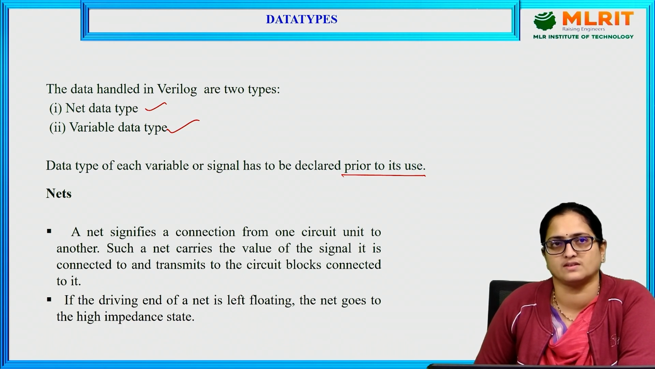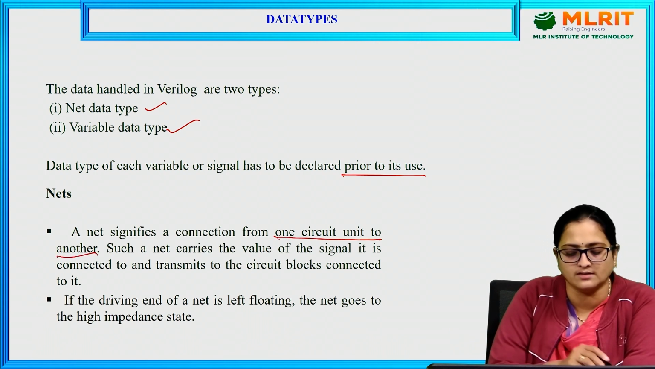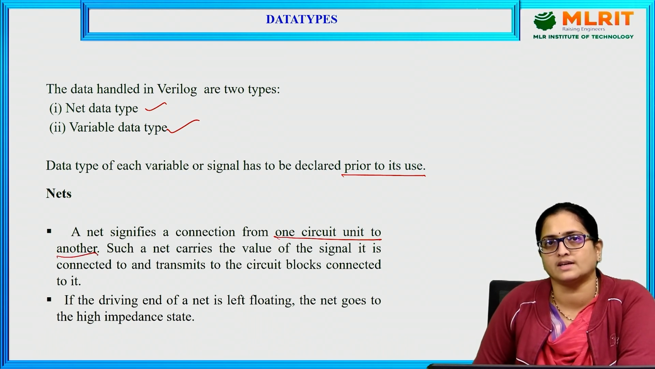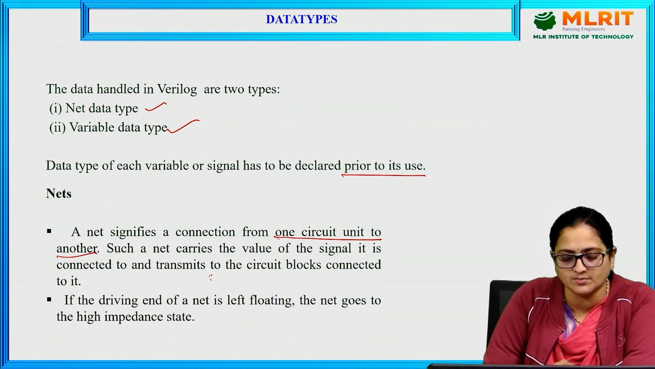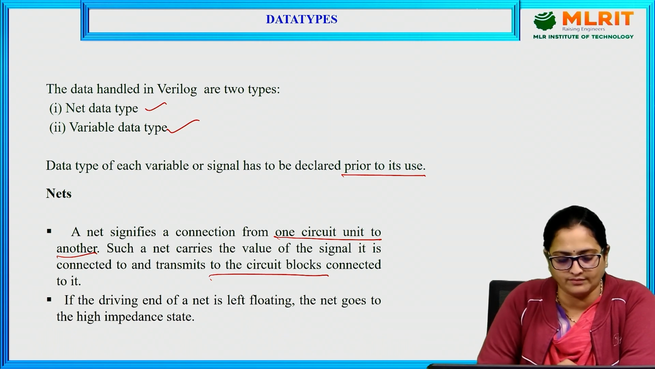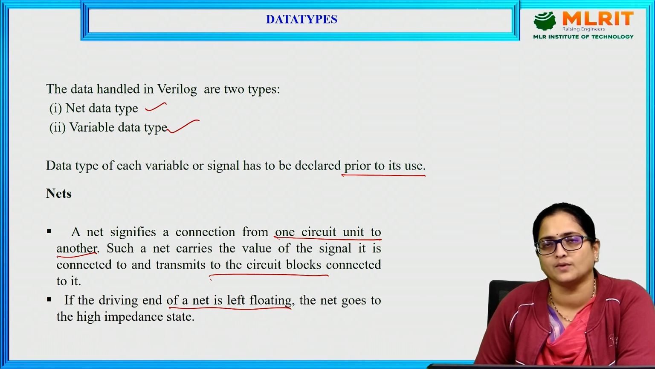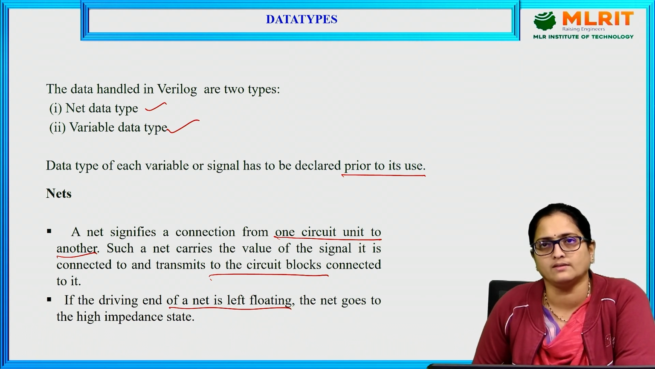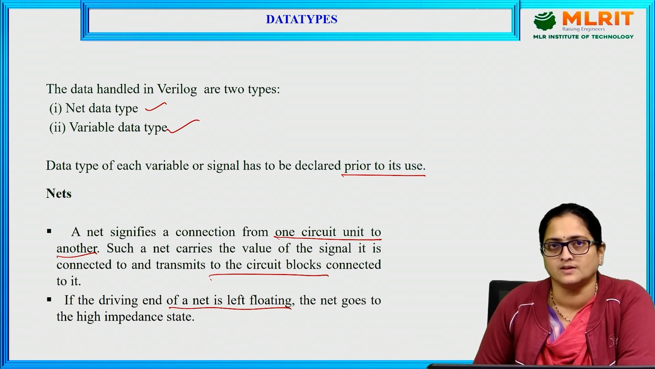The first one is nets. What is a net? A net signifies a connection from one circuit unit to another, such that the net carries the value of the signal it is connected to and transmits it to the circuit blocks connected to it. If the driving end of a net is left floating, the net goes to a high impedance state. If it is not connected properly, then it takes input as a high impedance state.